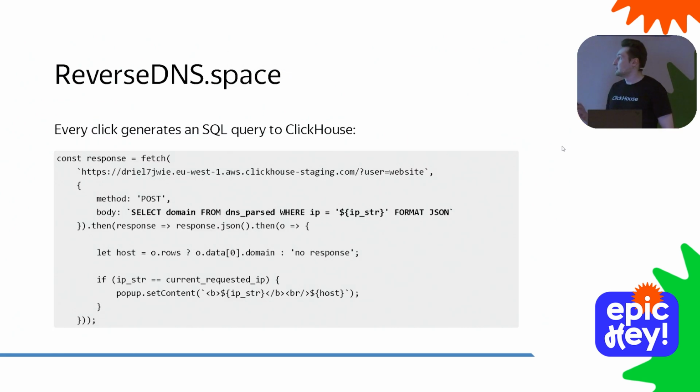So, every time I click on this picture, it generates a SQL query to ClickHouse. And it's quite easy to do from JavaScript because ClickHouse has a REST API out of the box. You just post the query, a select query, to an HTTPS endpoint, and it will return your JSON, and you can get anything from the JSON quite easily.